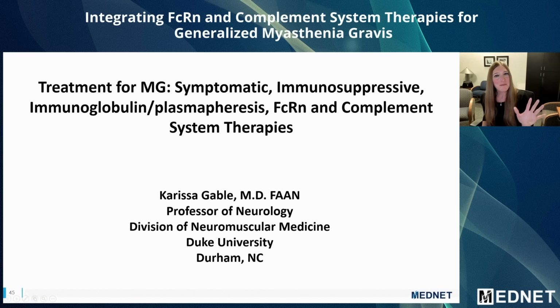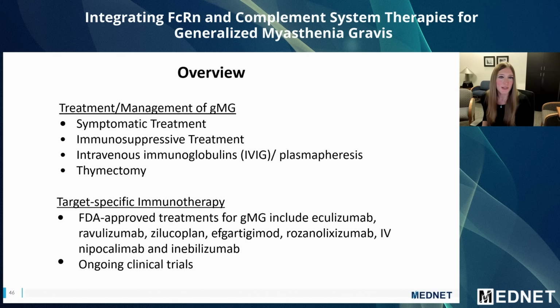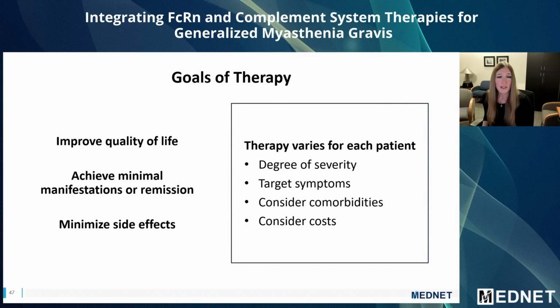All right, so this whole talk is about integrating the newer therapies, the FcRn and complement inhibitors, and we're going to give a little bit of context for the other therapies as well. So just an overview. We'll talk a little bit about the context of the newer treatments, some of which are non-targeted, as well as thymectomy, and then also target-specific immunotherapy, specifically the FDA-approved medications and also ongoing clinical trials.